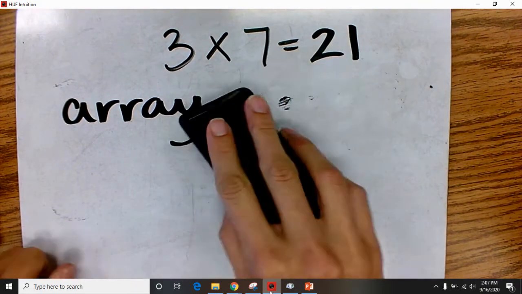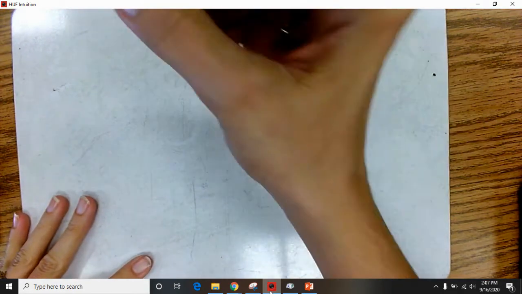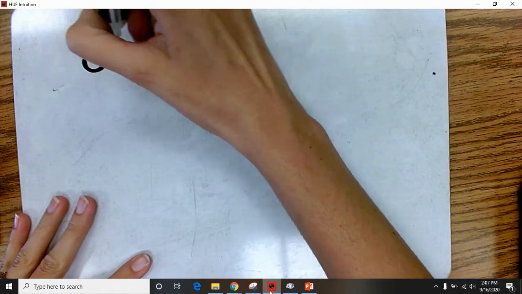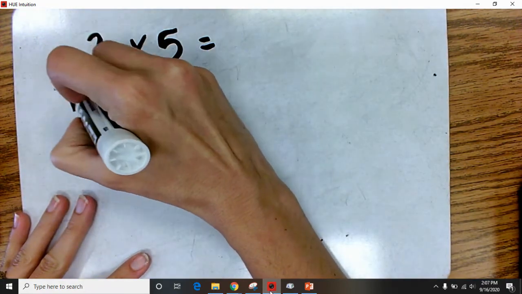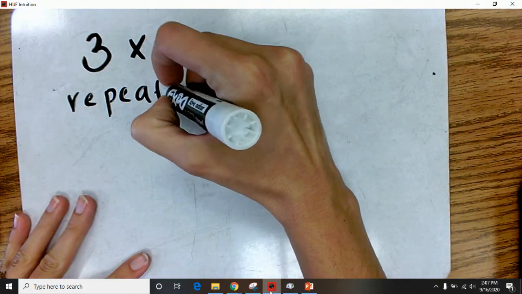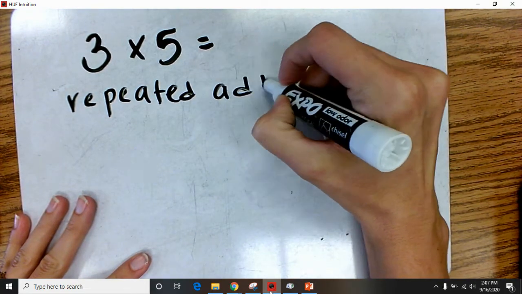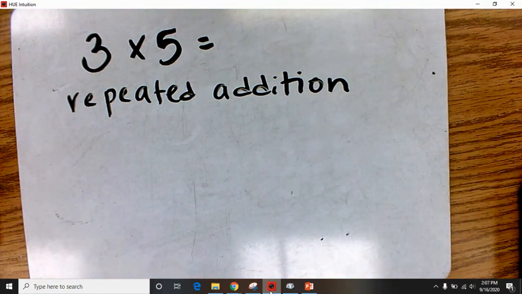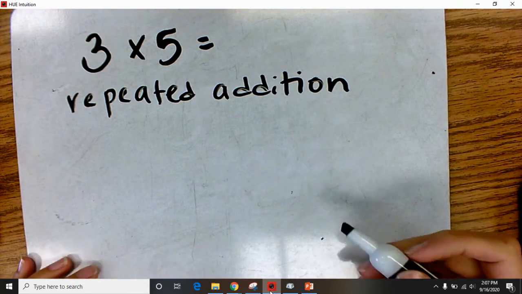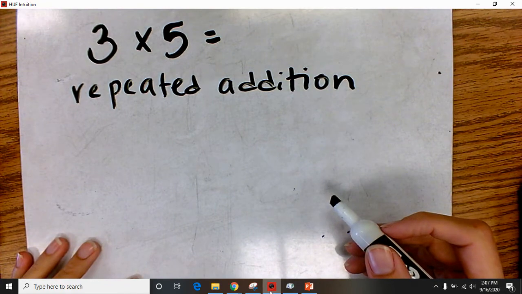Another strategy, if you just truly cannot remember a multiplication fact, is called repeated addition. So let's look at 3 times 5, and we'll practice using repeated addition to solve this. Multiplication and addition are really the same thing. Multiplication is just a shortcut for addition. But because of that, I can also use addition to help me solve a multiplication fact.